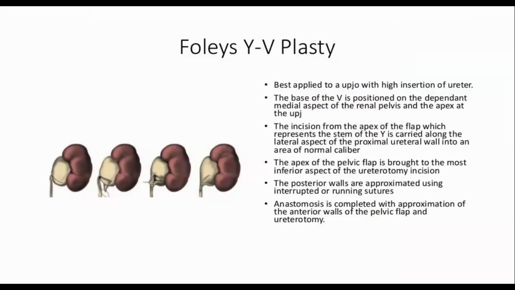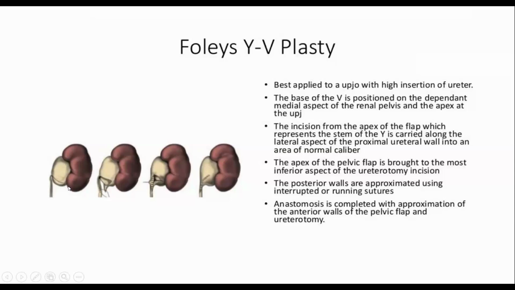So Foley YV pyeloplasty is done in case of high insertion of the ureter. The base of the V is positioned at the dependent and medial aspect of the renal pelvis. You can see in the figure, we make the incision at the dependent side. The incision is taken up to the apex till the UPJO, and then the stem of the Y is carried around the lateral border of the ureter.